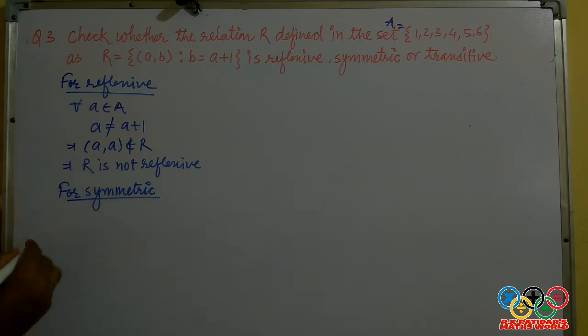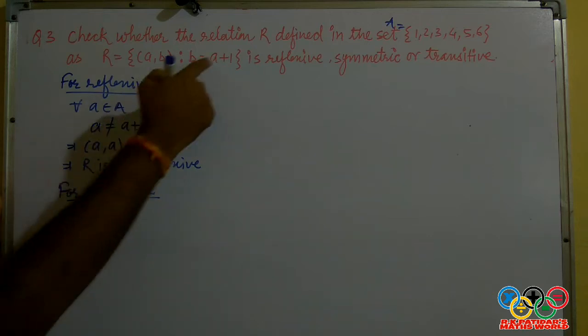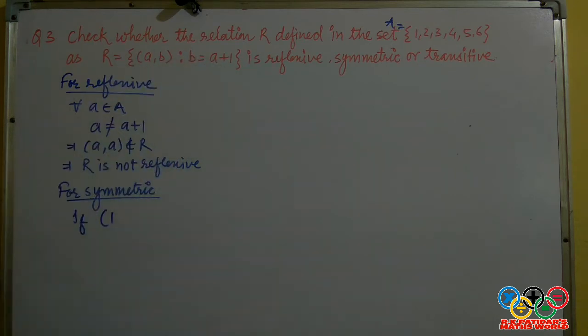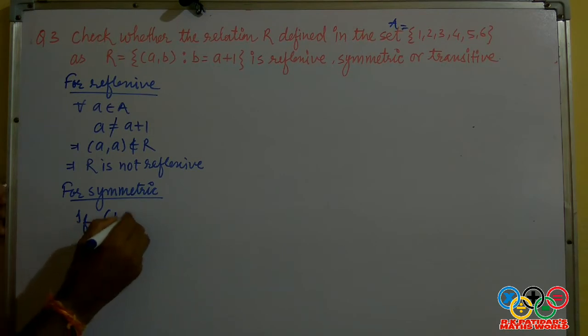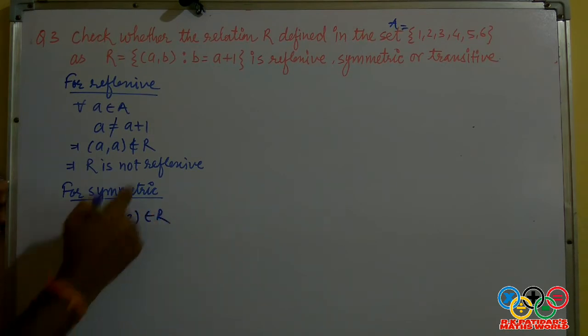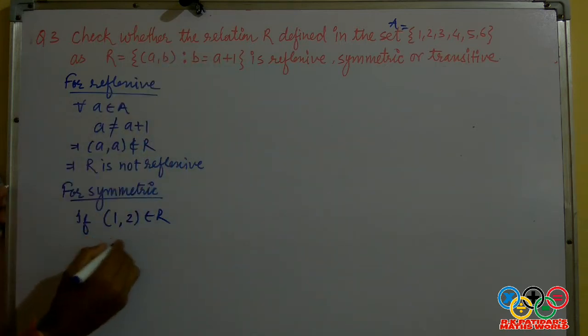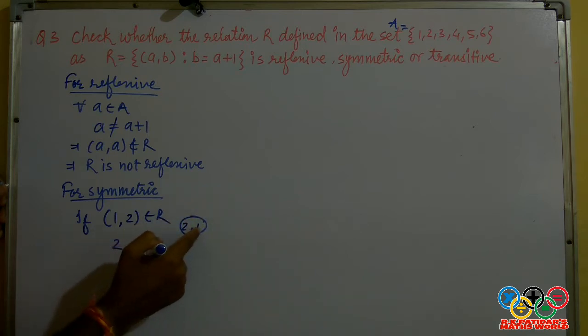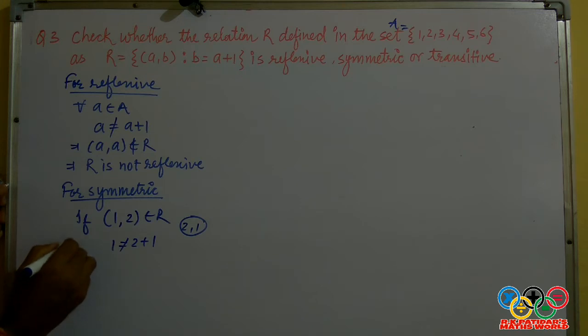For symmetric, we check. We take an example. Here, if we take 1, then it will be 2. Here (1, 2) belongs to R. See, if you take A is equal to 1, then B will be what? 2. But for (2, 1), if we check, A is 2 and B is 1. So 1 is equal to 2 plus 1. Is it true? No.